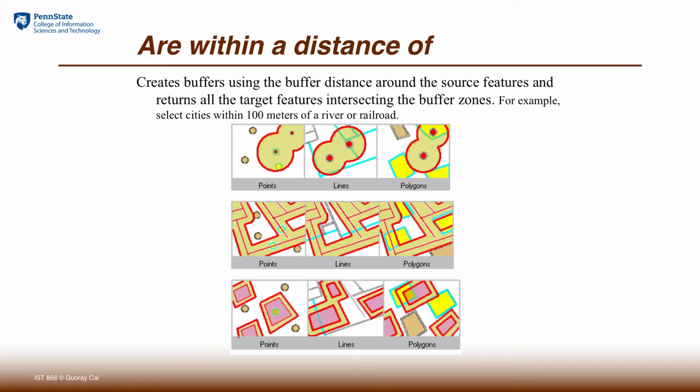The third interesting spatial relationship is called "are within a distance of". In this case, we talk about the spatial relationship of distance. They do not fully intersect or overlap, but they have a distance. And depending on the size of the distance, they may have different implications. In order to do this kind of spatial analysis, the system usually creates a buffer around the source features and then detects whether the target features fall inside the buffer zone of those source features.